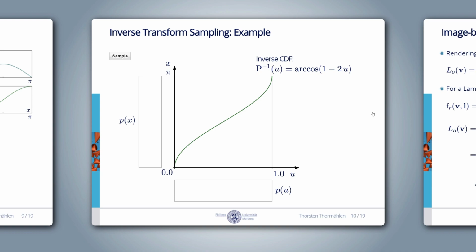Let's try out if this works as expected. Here you see the inverse of the CDF, arccosine of 1 minus 2u. Down here we sample the variable u uniformly in the interval from 0 to 1. Then the inverse CDF is applied and we get samples in the x domain. The probability density functions p of u and p of x are visualized by capturing the 2 histograms of the observed sample locations.